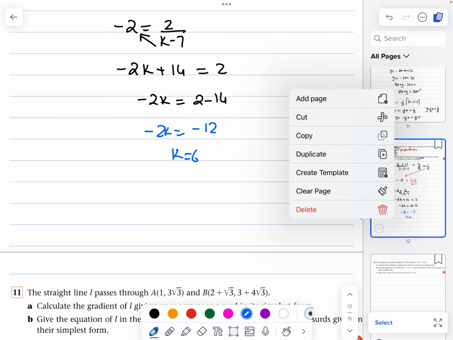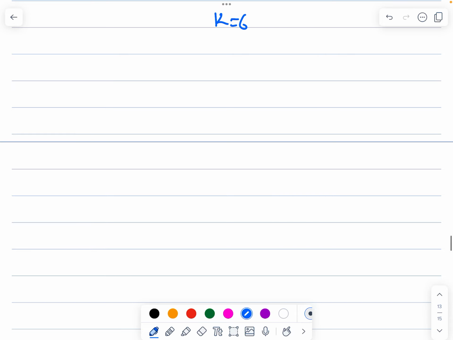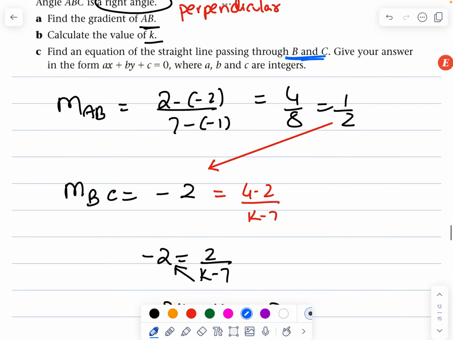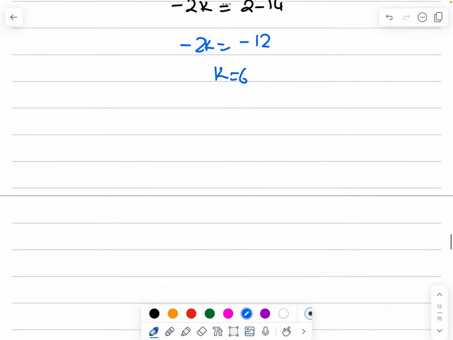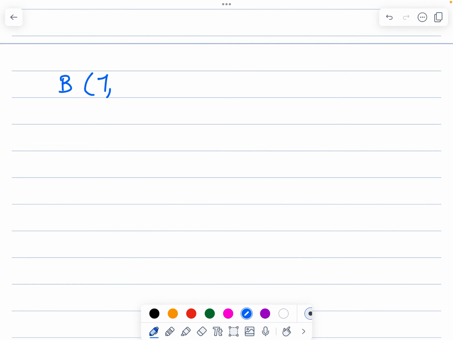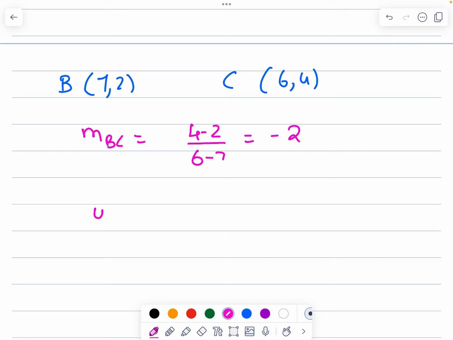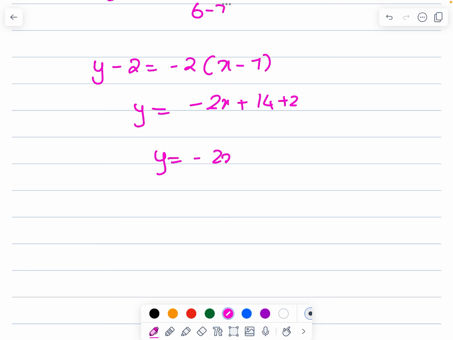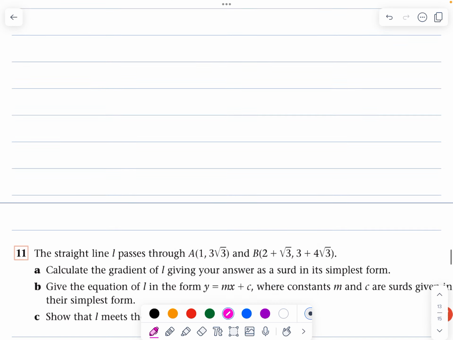Now B and C. What is B now? B is 7, 2, C is 6, 4. So first find gradient of BC, which is y2 minus y1 upon x2 minus x1, which is negative 2. So equation is y minus y1 equals m times x minus x1. y equals negative 2x plus 14 plus 2. So y equals negative 2x plus 16. Write in standard form: 2x plus y minus 16 equals 0.